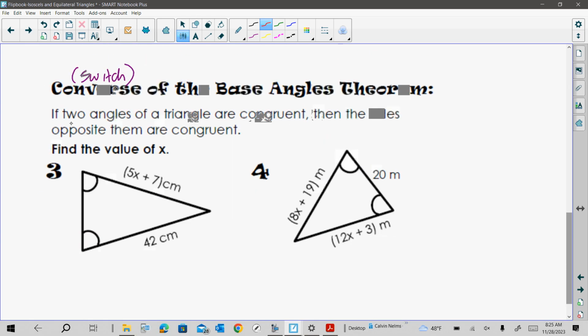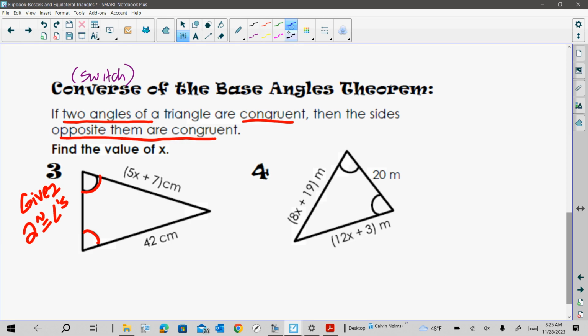So if you see right here, it says if two angles of a triangle are congruent, then the sides opposite them are congruent. So they're going to start off with the angles. So you're starting off with the arcs. So here it's given that you have two congruent angles based on those arcs. Then, because I have those two congruent angles, if I look opposite those angles, those sides are going to be congruent.